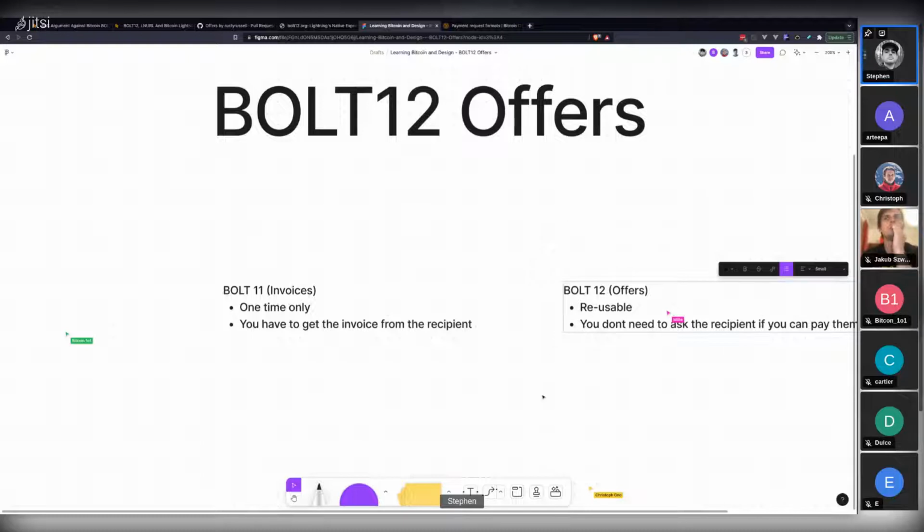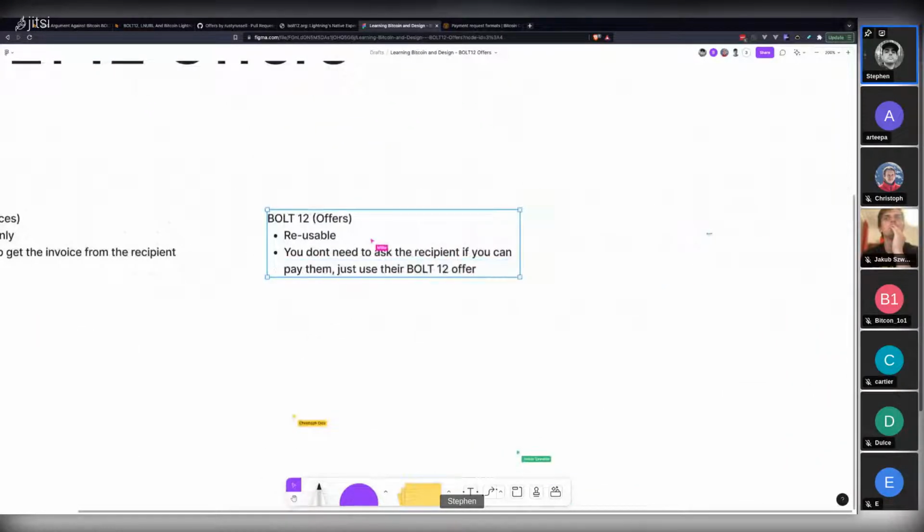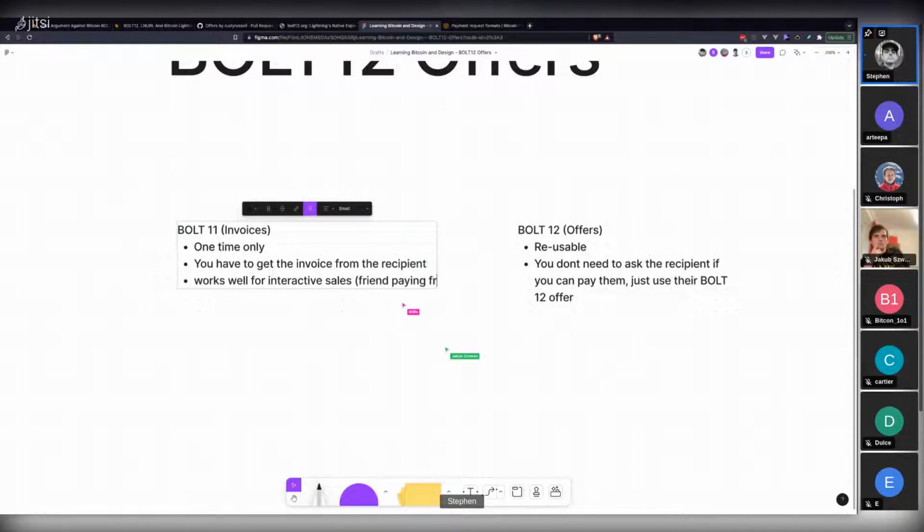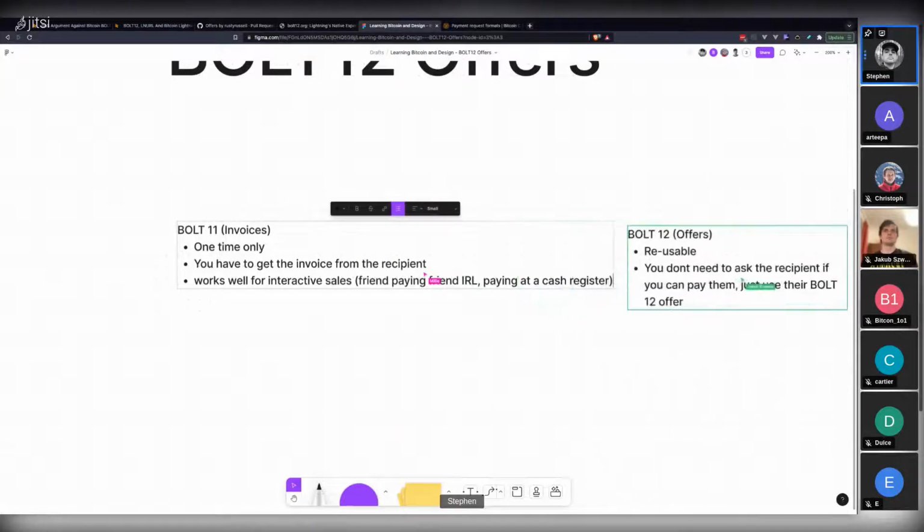Think about the use case of this. This kind of thing works really well for a cash register, or just paying your friend over your wallet, because that's an interactive sale where both parties are making the sale together at the same time. So I'll take note of that: works well for interactive sales, friend paying friend in real life, or paying at a cash register.